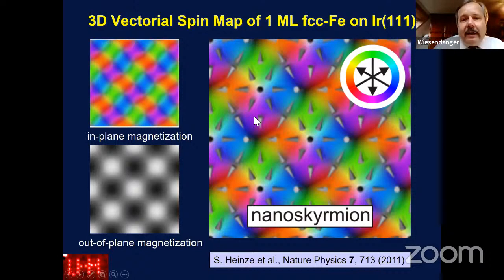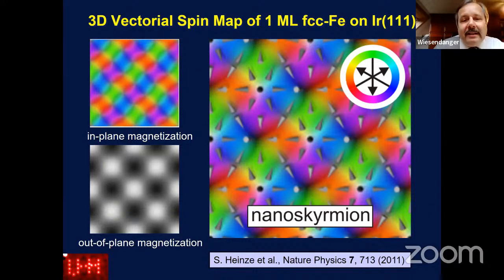So then we went on and said, okay, if it is possible to really stabilize magnetic skyrmion lattices in ultra-thin films, why not look for individual skyrmions? You have to tune, of course, the interfacial DMI. And the best way to do so is to introduce a second interface.